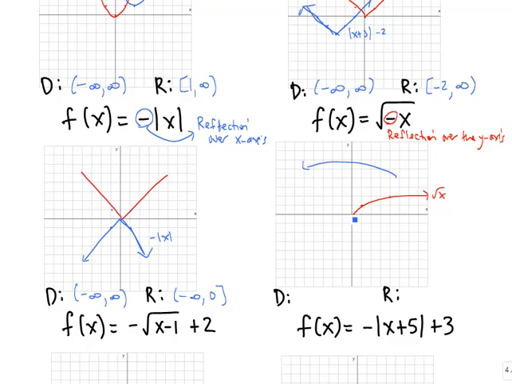So 0, 0, when you flip that over the y-axis, it doesn't move. That starting point actually stays at 0, 0. But this point here at 1, 1, when I flip it over the y-axis, now moves to negative 1, 1. And this point over here, which is at 4, 2, is going to flip over to negative 4, 2. So you get the same arcing shape, but it's going towards the left this time instead of going towards the right.